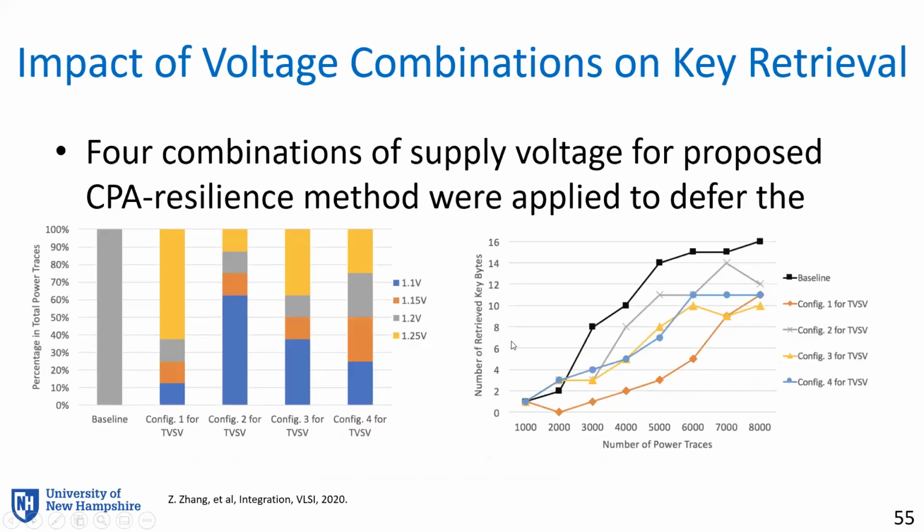A more interesting experiment we did is this: we know that different supply voltages contribute to the power trace differently. So we try to use the supply voltages with different percentages of power traces contributing to the entire CPA analysis. For instance, in this case, we have more traces driven at 1.25 volts. In this case, we have more at 1.1 volts. We collected power traces with different combinations and analyzed how the key retrieval speed looks. The baseline uses one supply voltage at the normal voltage level, and the other combinations use 4 different supply voltages. You see that the mixed supply voltage leads to a slower key retrieval speed, even with 8,000 power traces.